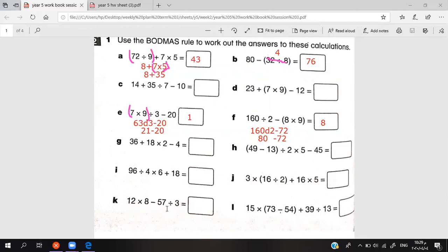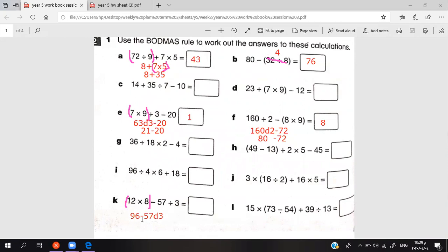Multiplication and division, they are in the same rank, but I will do from them whichever comes first, which is 12 times 8. 12 times 8 is a 96. So my new question is 96 minus 57 divided by 3.